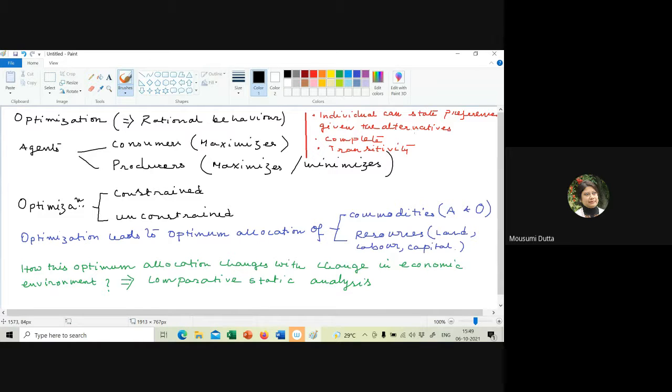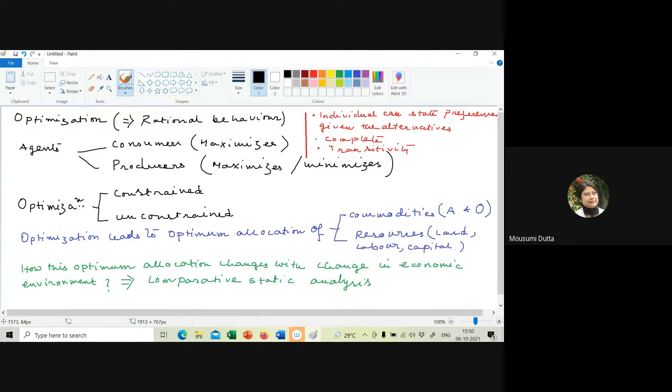Next, the agent is the producer. This group either maximizes their output, the things they produce, subject to a cost constraint, or under certain other conditions, they will minimize cost subject to a given level of output. So output may be fixed. In that case, they will try to find the cost which will be minimum to produce this level of output. In this sense, they are rational. So they want to produce something using the minimum cost.